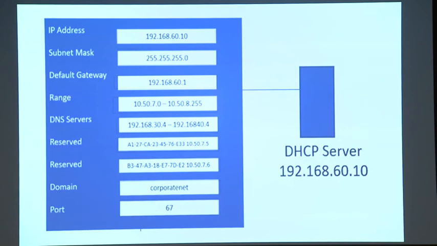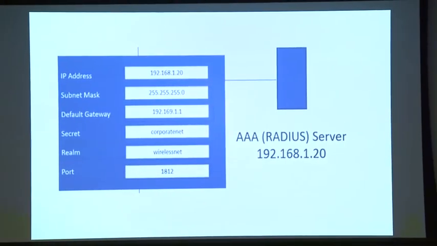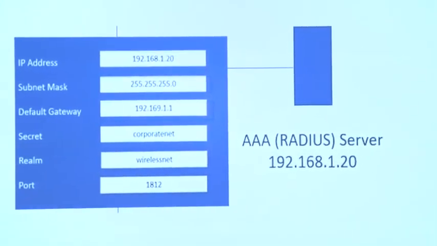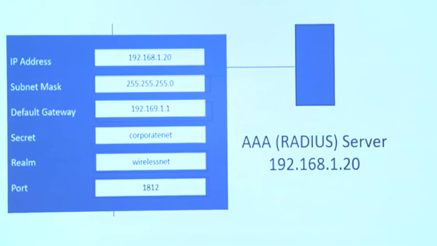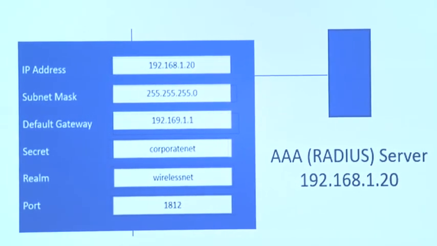In the DHCP, they're going to give you the IP address, the subnet mask, the default gateway, the range of addresses you'll be passing out, the DNS server address, and any reserved addresses that you've got for MAC addresses. The domain is named corporate net, and the port number for DHCP is 67. 68's the other one. You'll be asked to set up a AAA server. Here's the address, here's the subnet, here's the default gateway. Here's your secret password, which is corporate net. The realm, the equivalent to a domain on a AAA server, is known as wireless net. And this is port 1812.